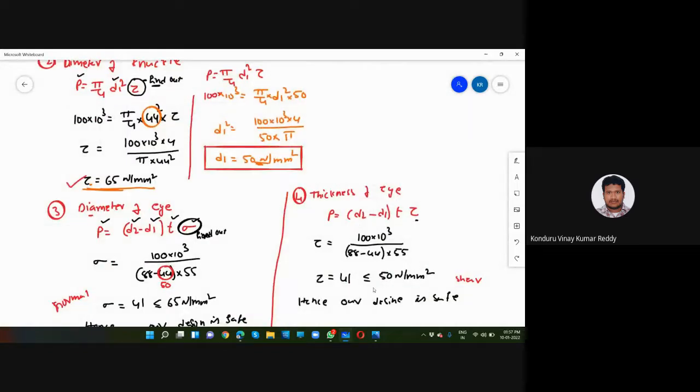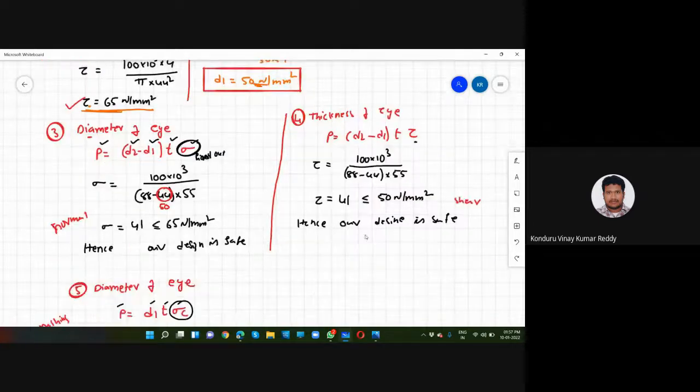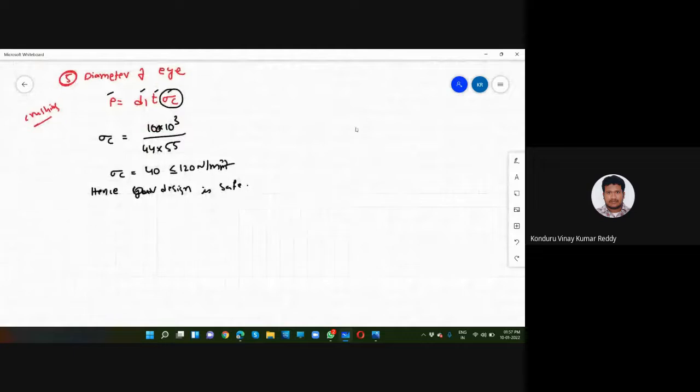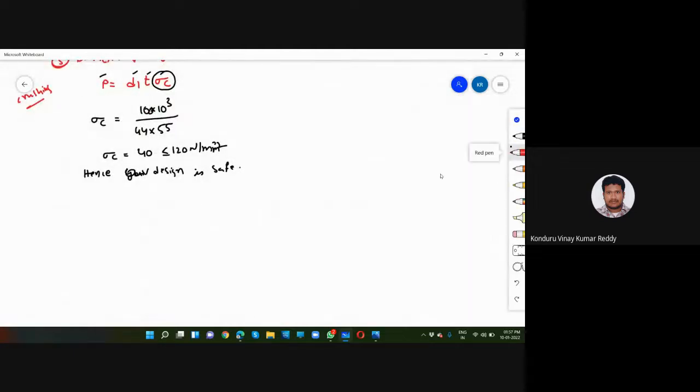That is why we have to repeat two steps here. Step 3 and step 4 will be repeated again with a small change. That is, here I am going for step 6, the diameter of the fork. The formula for the diameter of the fork is P is equal to (d2 minus d1) into 2t1 into sigma.